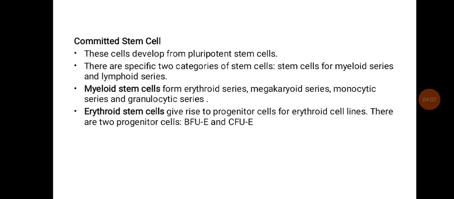Committed stem cells are derived from pluripotent stem cells. There are two specific categories of stem cells, for the myeloid series and the lymphoid series. Myeloid stem cells form the erythroid series, megakaryocyte series or monocytic series, and granulocytic series. Erythroid stem cells give rise to progenitor cells and erythroid cell lines. So there are two progenitor cells, which are called BFU-E and CFU-E.